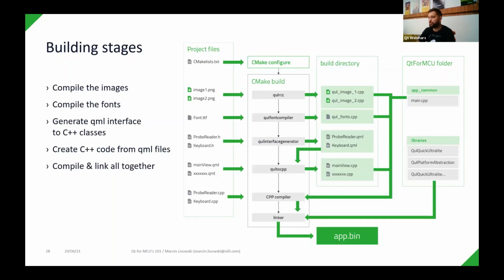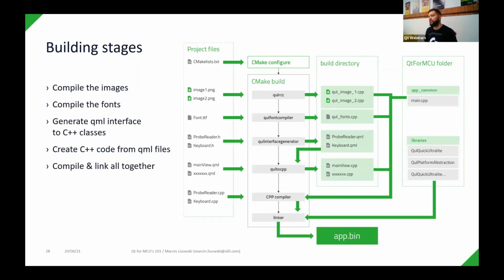But in general, Qt font compiler is the second step of compilation. It will generate the glyphs for the text that is used in your app. So it will only generate the glyphs for characters that are really used in your app. You can, of course, extend the range of the glyphs by using some other mechanics, but we'll cover that later on. The third step is to generate interfaces, and it's done by QML interface generator tool.